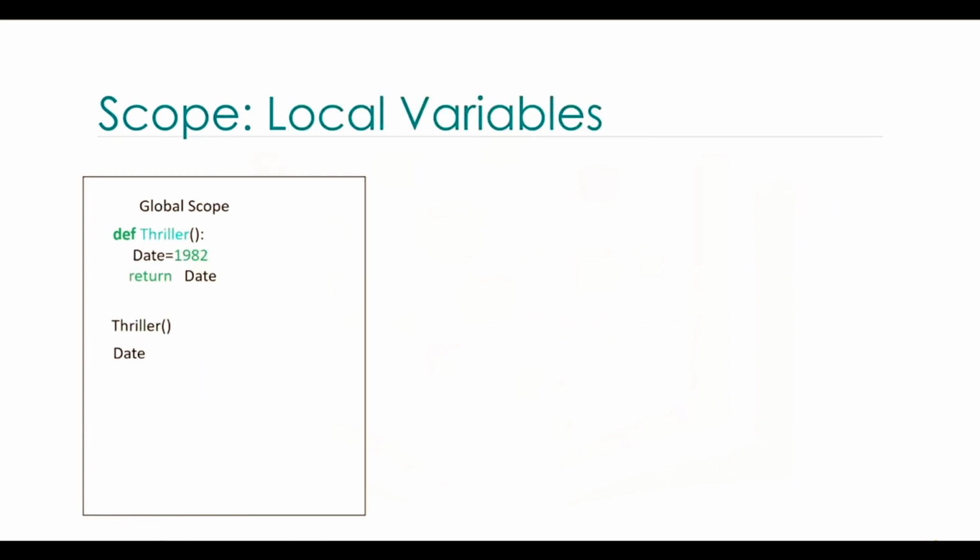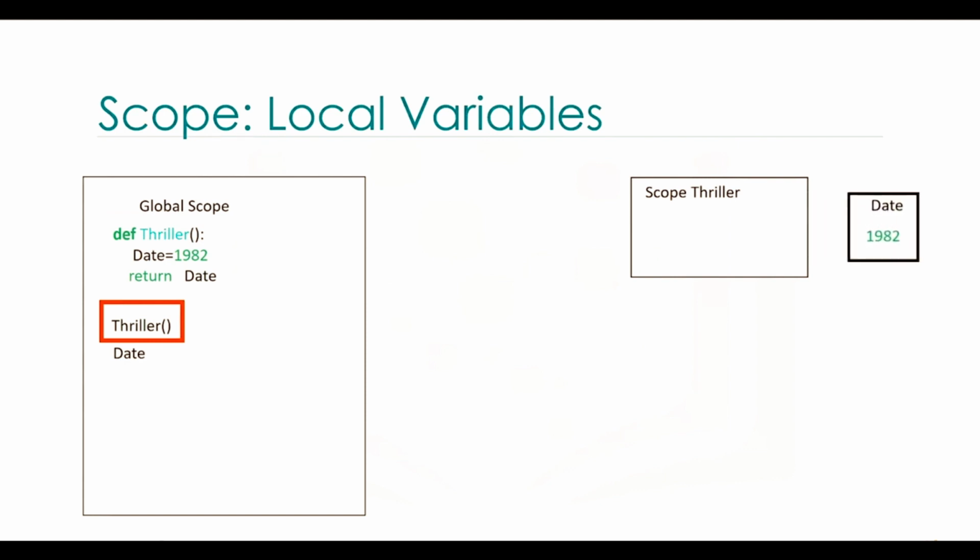Local variables only exist within the scope of a function. Consider the function thriller. The local variable date is set to 1982. When we call the function, we create a new scope. Within that scope of the function, the value of date is set to 1982. The value of date does not exist within the global scope.